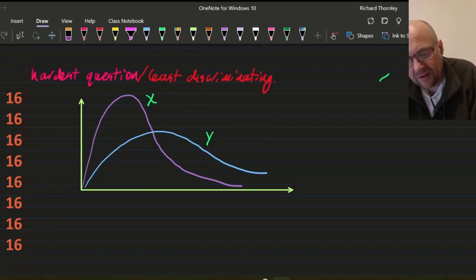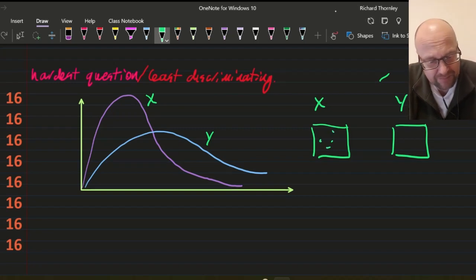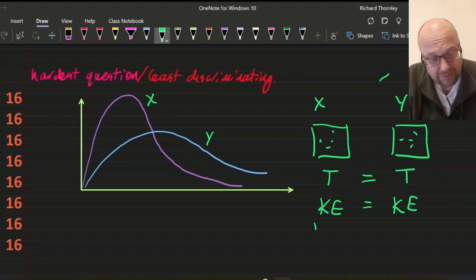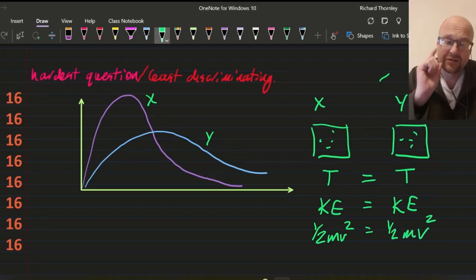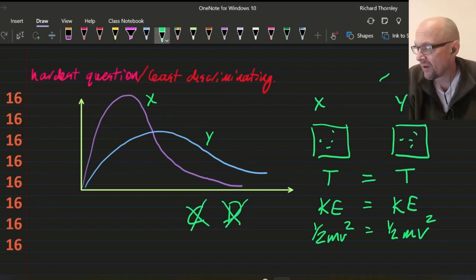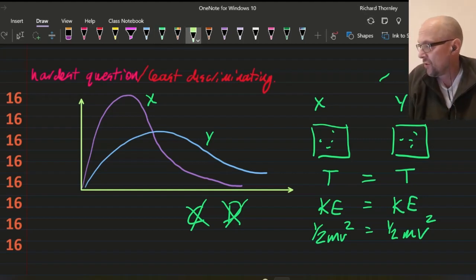But it isn't. It says that there are 2 different gases, X and Y. They're in separate boxes, at the same temperature. If the temperature's the same, then the kinetic energy must be the same, which means the half mv squared must be the same for both of those. It doesn't feel like it's really on the syllabus either, but they do ask questions about it. So C and D must be wrong, because they say that one has a higher and one has a lower kinetic energy on average. No, the kinetic energy is the same. How do I know? Because the temperature is the same. It says it in the question. So it has to be A or B.